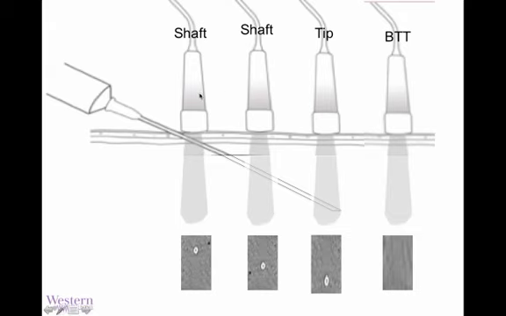So you can see that as you image through here, this is the shaft, this is the shaft, this is the tip, and this is the BTT point, or the beyond-the-tip point. And the only way you can know that, of course, is to actually go beyond the tip such that you no longer see any metal or any hyperechoic spot on the screen. And then the first hyperechoic spot you see as you come back towards your needle will then be the tip.